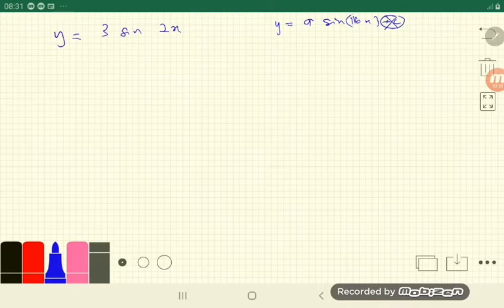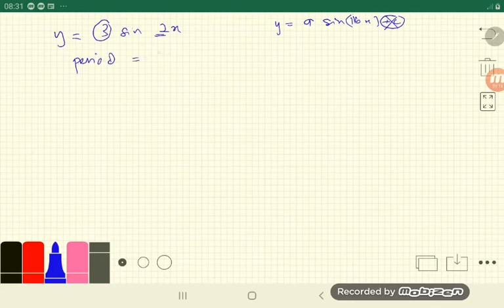Here we have 3 sine 2x. So this is referred to as your amplitude. Your amplitude is supposed to be 3, and this will affect your period. Before we start doing the graph, let us try to calculate the period.